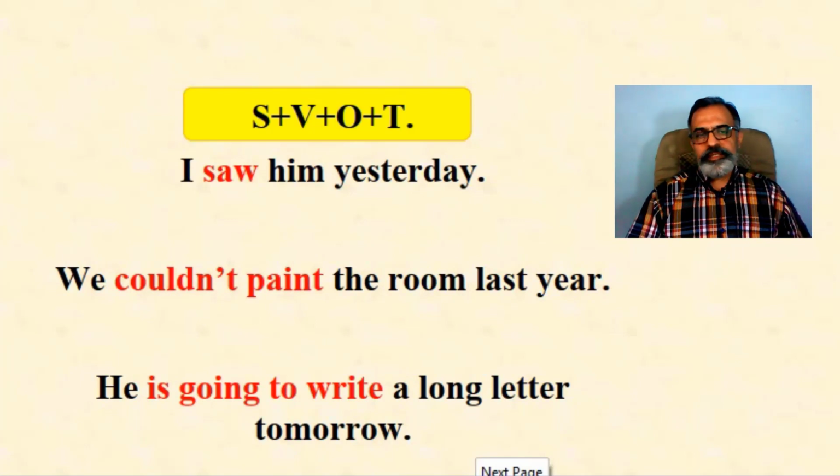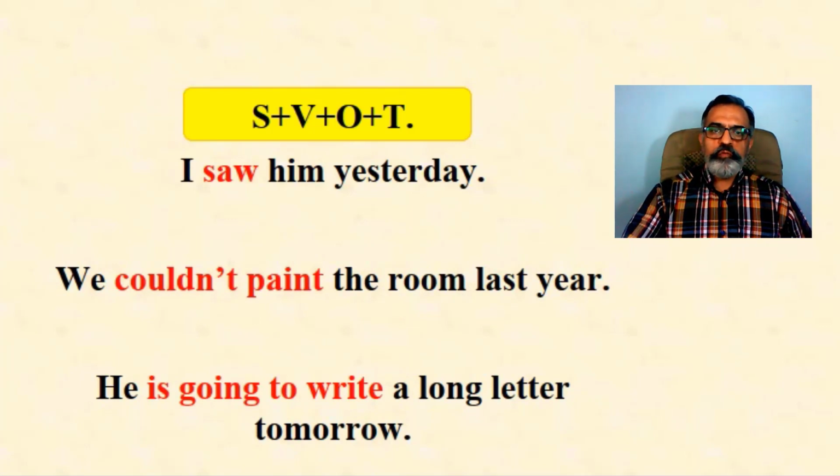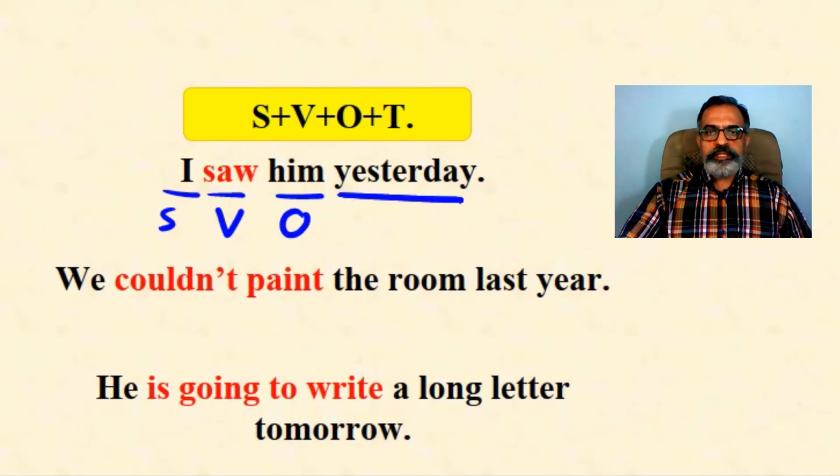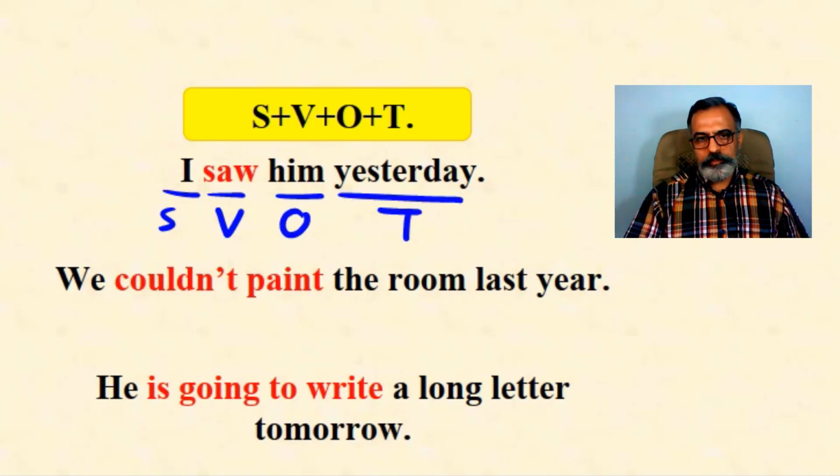A simple sentence can be in the form of subject, verb, object, and time. I saw him yesterday. I, as a subject, saw, main verb, him, object and pronoun, yesterday, adverb of time.